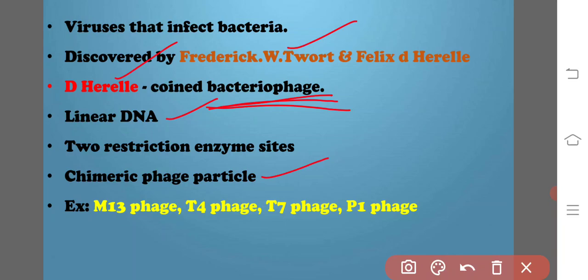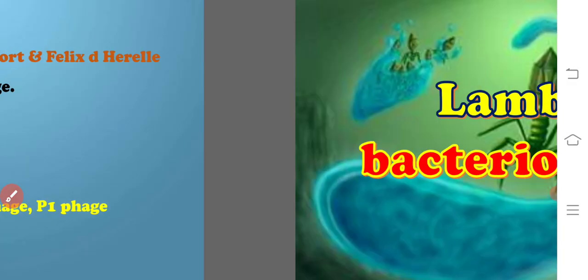And the M13 phage is a filamentous bacteriophage of E. coli whose single-stranded circular DNA has been modified variously to give rise to the M13 series of cloning vectors. So the best examples are the M13 phage, T4 phage, T7 phage, and P1 phage. There are different kinds of bacteriophages which efficiently work as vectors.